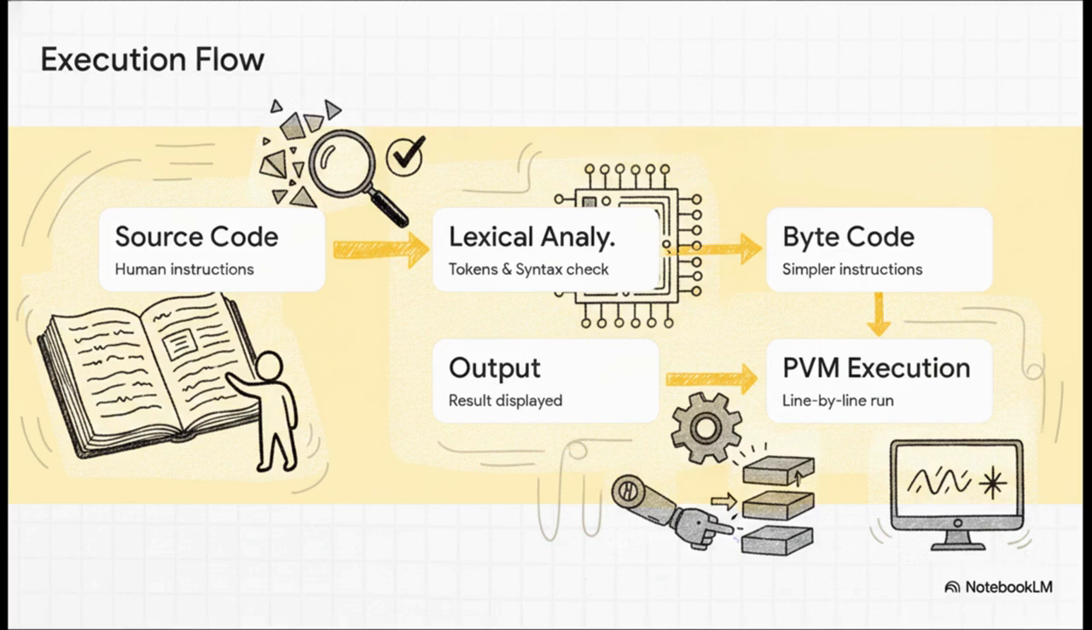It's making sure you follow the grammar rules, like, hey, did you forget a parenthesis? Third, if your syntax looks good, it translates your code into bytecode. This is a simpler set of instructions that the machine can actually digest. Fourth, the Python virtual machine, or PVM, steps up and executes that bytecode line by line. And finally, step 5, boom, you get your output.